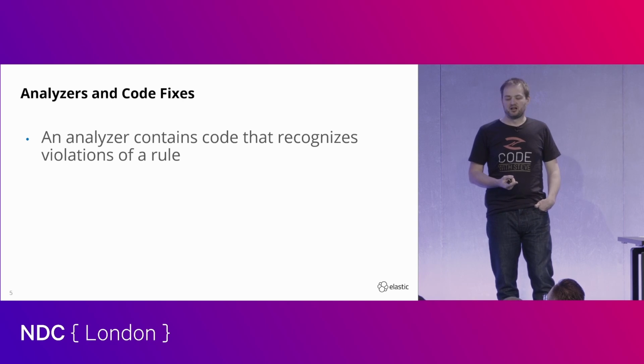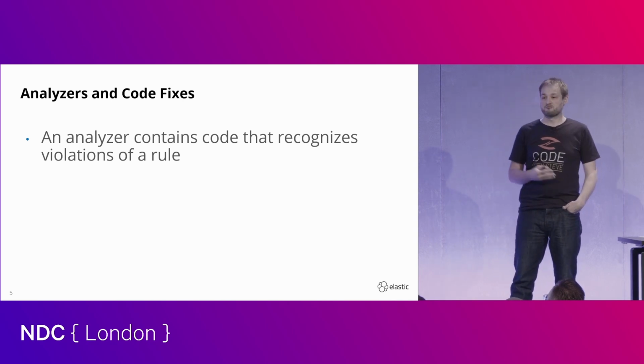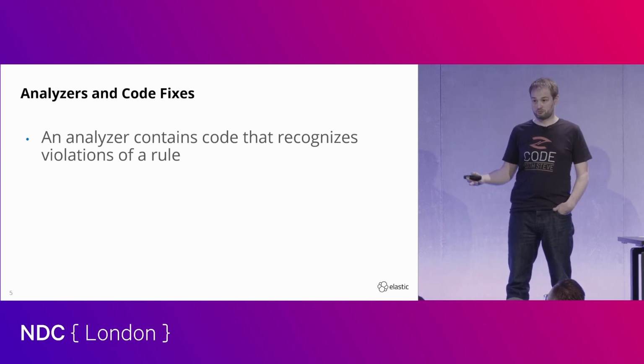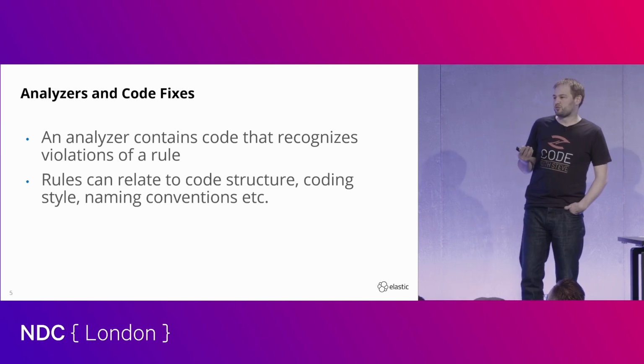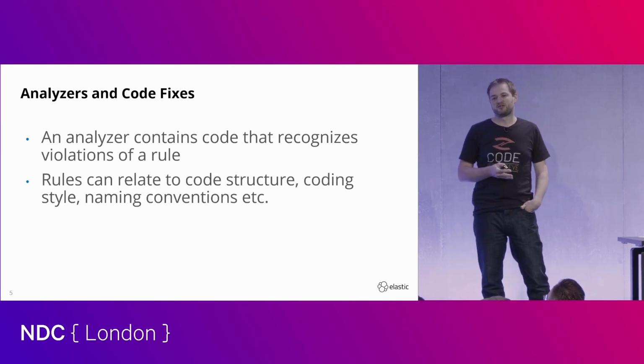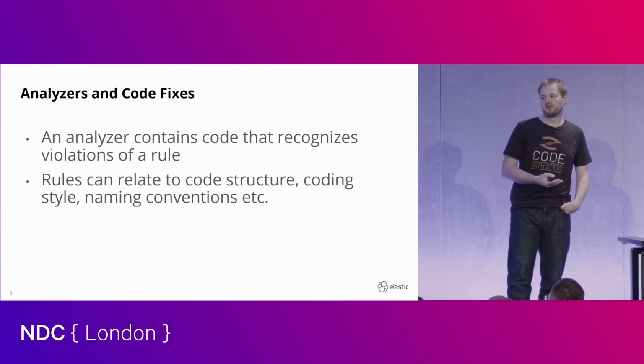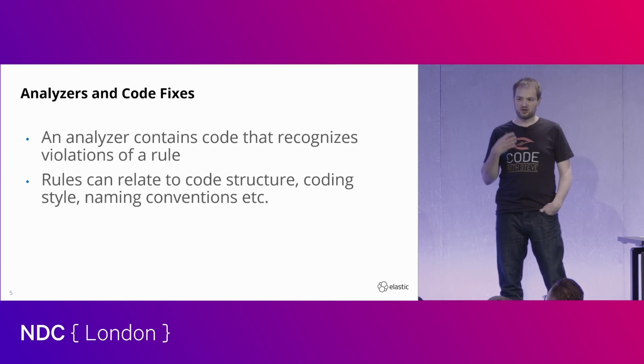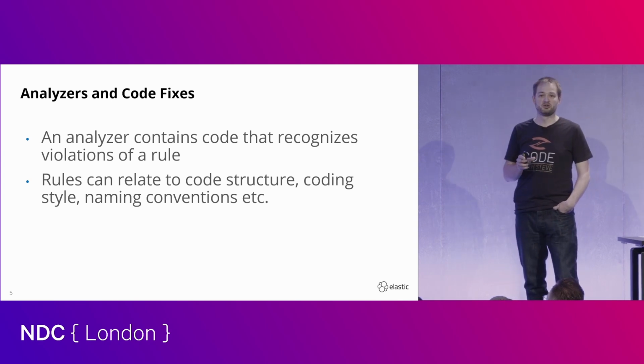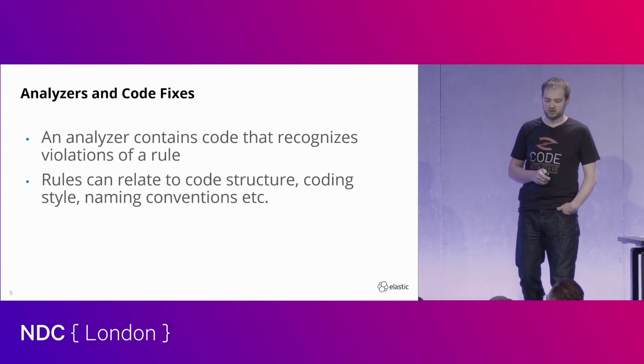Ultimately, an analyzer is something that contains code that recognizes some violation of a rule. And that rule can be pretty much anything related to the code that's been written: the structure of it, but also style and naming conventions. You could, if you want to, write an analyzer that says you can never have a class name that has the word builder in it, and then enforce that across your organization.